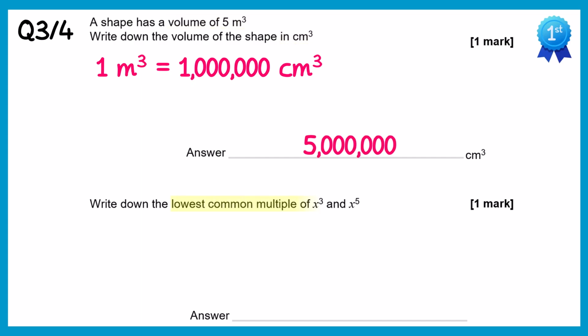In question 4, we need to find the lowest common multiple of x to the 3 and x to the 5. Now x to the 3 is actually a factor of x to the 5, because you could multiply x to the 3 by x to the 2 and get x to the 5. This means that x to the 5 is a multiple of x to the 3. So the answer to this question is actually just x to the power 5. If you ever have algebraic terms like this in the same letter, the lowest common multiple will always just be the highest power, so x to the power 5.